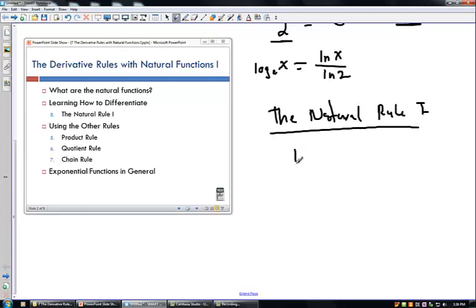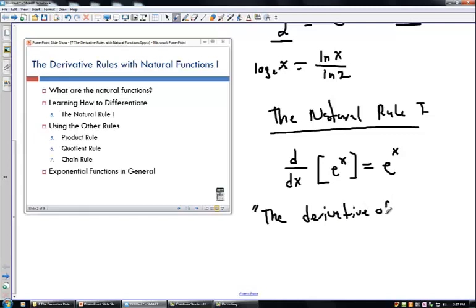And this tells us how to take the derivative of e to the x. So d dx of e to the x, and this is one of the easiest rules to remember because it's just itself. So the derivative of e to the x is just e to the x. And so if you look on that paper, you'll see the saying, the derivative of e to the x is just e to the x.